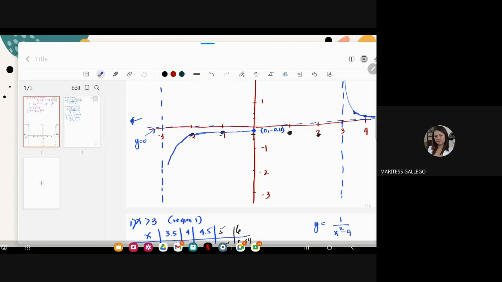Pababa siya, kasi asymptote yan. Again, and it will not intersect. Okay? It will just approach very close to your asymptote. Ito rin. So if you want to make sure, mag-assign kayo ng value, ganun pa rin.